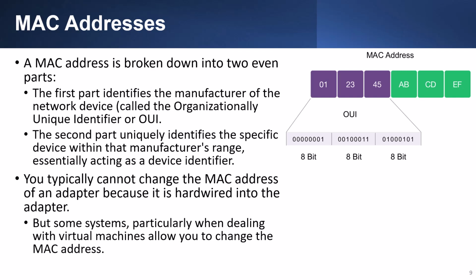A MAC address is broken down into 2 even parts. The first part identifies the manufacturer of the network device, called the Organizational Unique Identifier, or OUI. The second part uniquely identifies the specific device within that manufacturer's range, essentially acting as the device identifier.